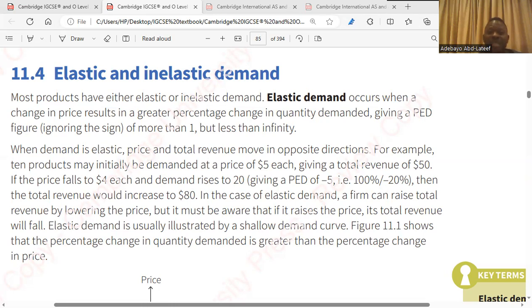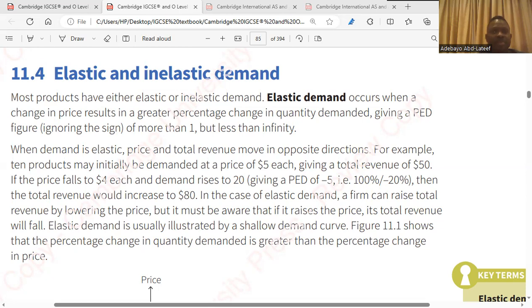They said when the demand is elastic, price and total revenue move in the opposite direction. For example, 10 products may initially be demanded at a price of $5, giving a total revenue of $50. If the price falls to $4 each and demand rises to 20, giving a PED of -5 (100% over -20%), then the total revenue would increase to $80. In the case of elastic demand, a firm can raise total revenue by lowering the price, but it must be aware that if it raises the price, its total revenue would fall.